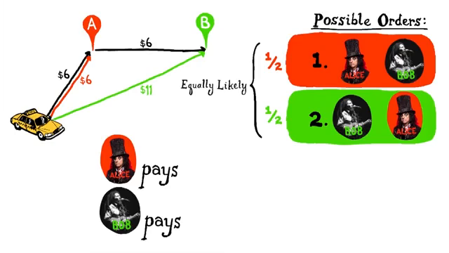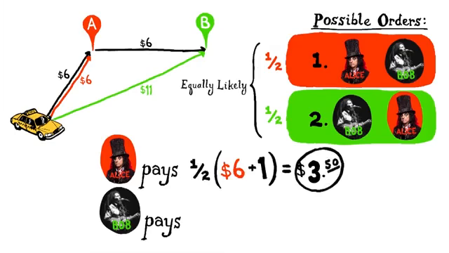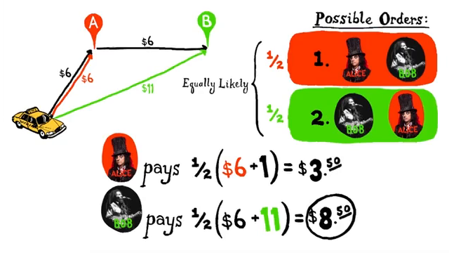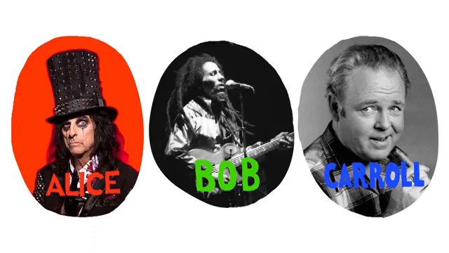Since both orderings are equally likely, we can say that Alice pays a half of 6 plus 1, which is $3.50, and Bob pays a half of 6 plus 11, which is $8.50. These are the very same numbers we saw when dividing the pie, and that's no accident. All we're doing is giving the whole pie to each of the two parties with a 50% chance. By taking the average, we end up in the same place. Now we're finally ready to apply this logic to the three-person case.